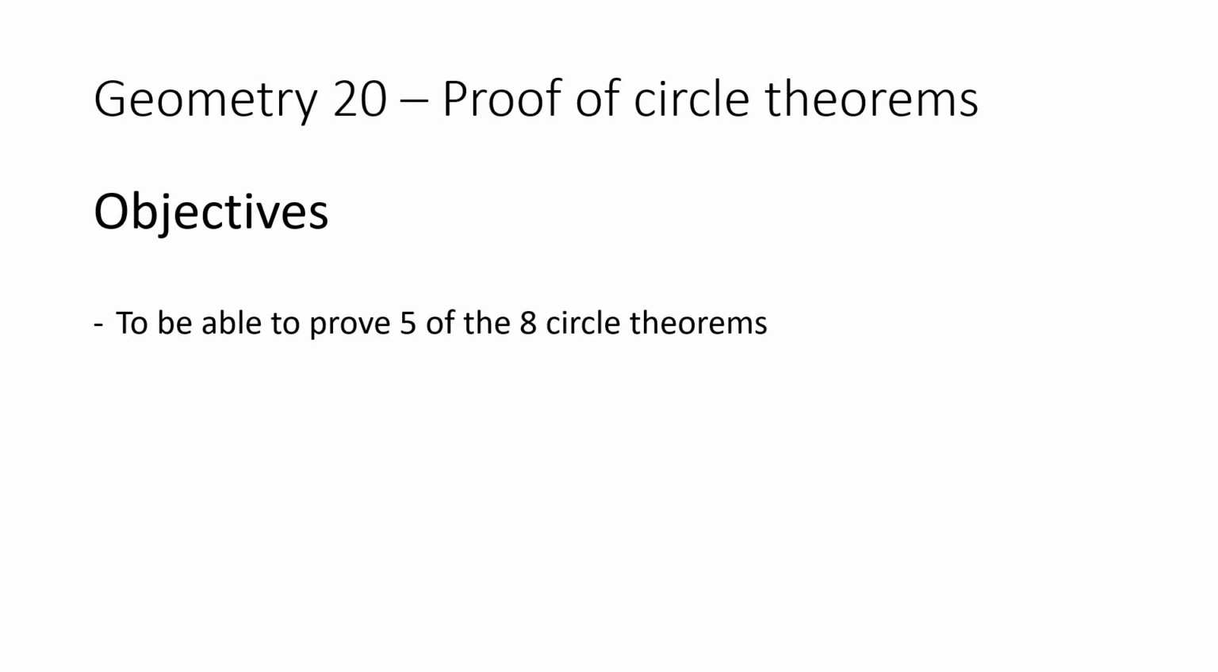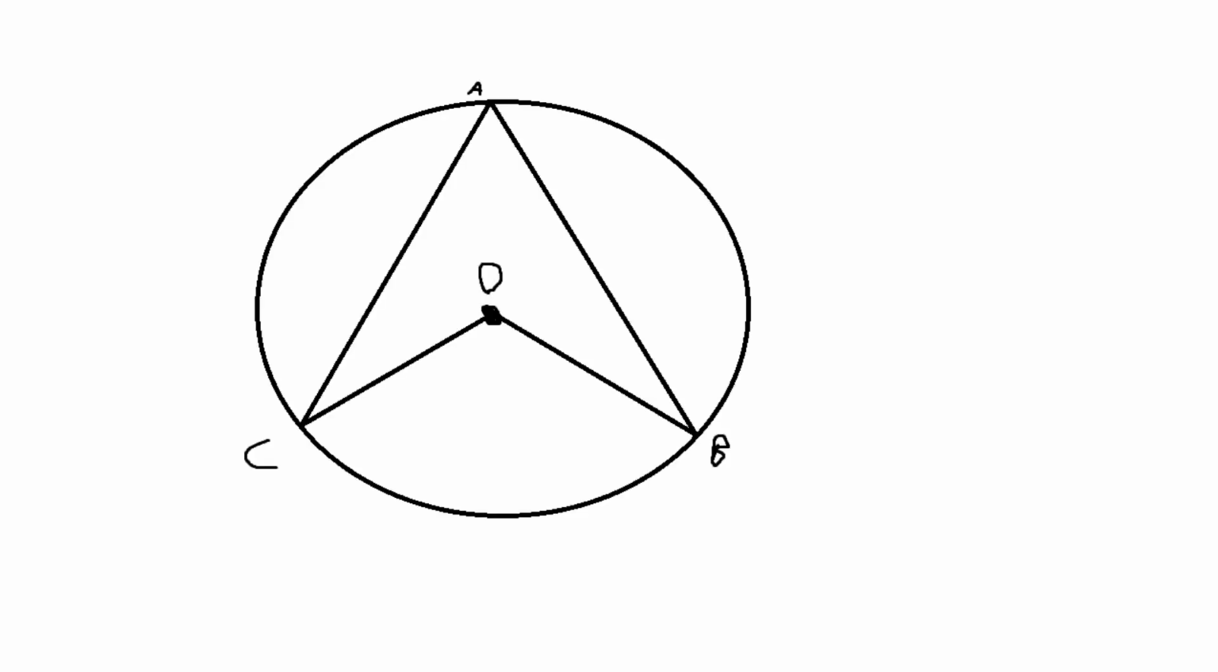Okay, so you know the circle theorems, but how do you know that they work? Well, in this video, we're going to prove 5 of the 8 circle theorems, and those are the 5 that you have to learn for GCSE, starting with this one. So we know that when we have an angle x, that this is going to be 2x. But how do we know that? How do we know that for real?